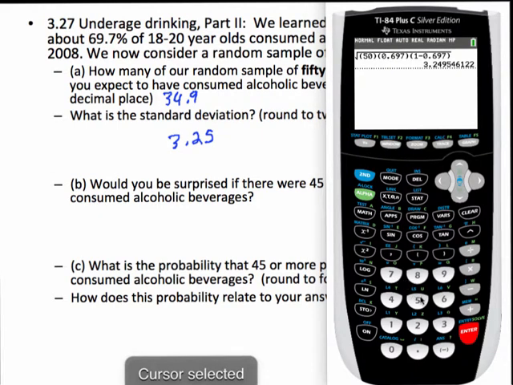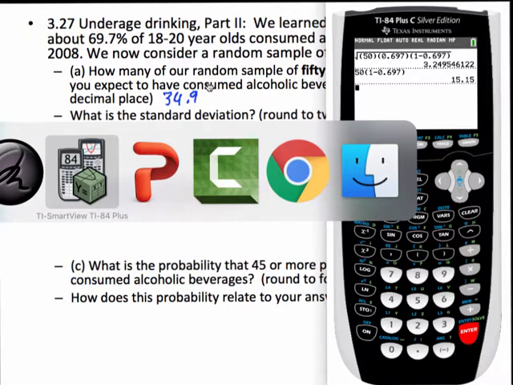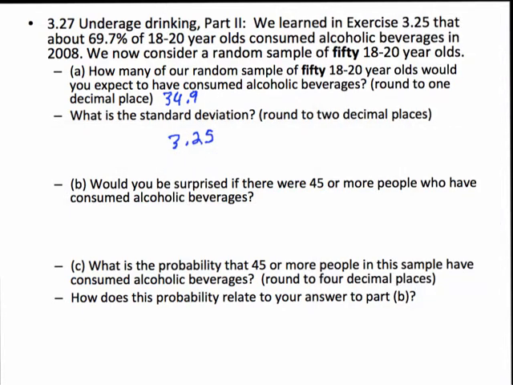So n times q would be what? It'd be 50 times 1 minus 0.697. And that comes out to 15.15. So that's also greater than 10. So we're on safe ground to go ahead and use the normal approximation. We'll actually need that more in part C than we're going to need that here in part B. But thinking ahead just a bit, what we're going to do is we're going to come in and calculate a z-score here.